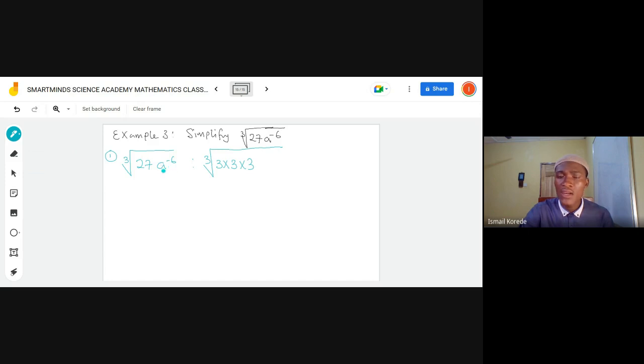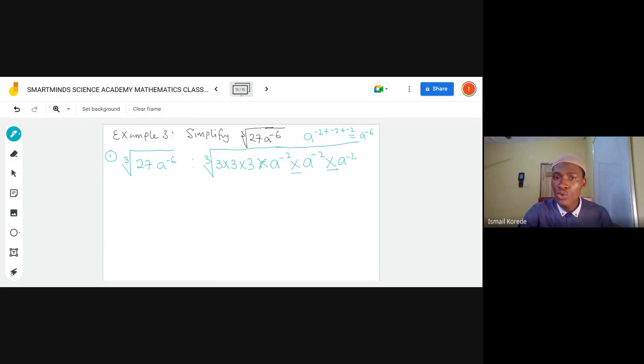And you agree with me that a raised to the power negative 6 can be a to the power negative 2, times a to the power negative 2, times a to the power negative 2. Because we pick one of the a's and add their powers, since this is multiplication: negative 2 plus negative 2 plus negative 2 is still the same thing as negative 6.